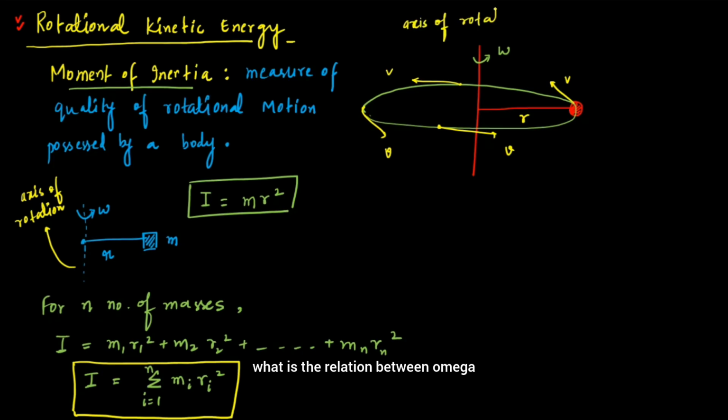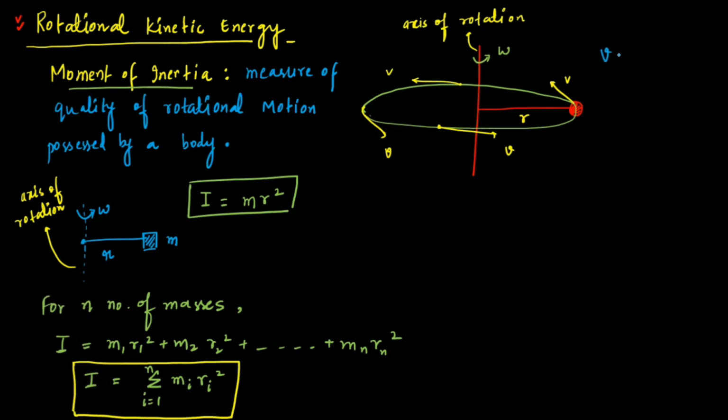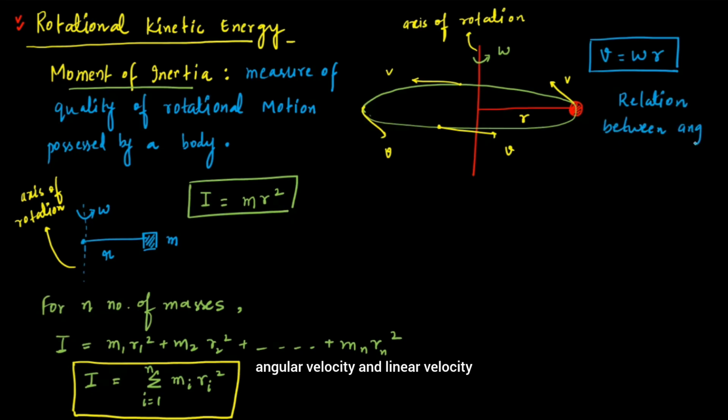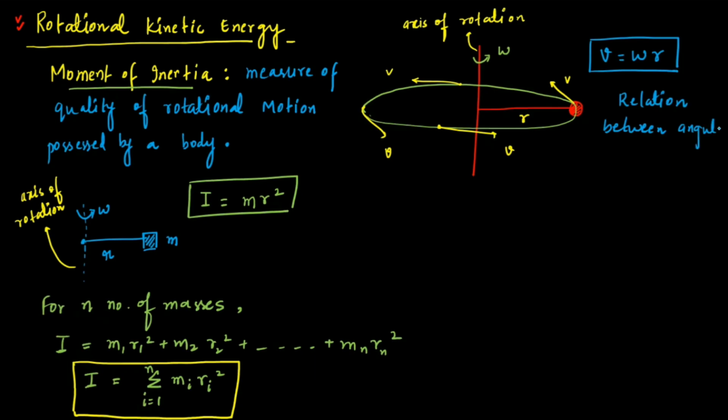Do you remember what is the relation between omega, or you can say the angular velocity, and the linear velocity v? What relation did we study? Tell me. Check my notebook. This was the relation between angular velocity and linear velocity. Whatever we have learned in the previous units, we have to make sure that we remember each and everything. So this is the relation between angular velocity and linear velocity.